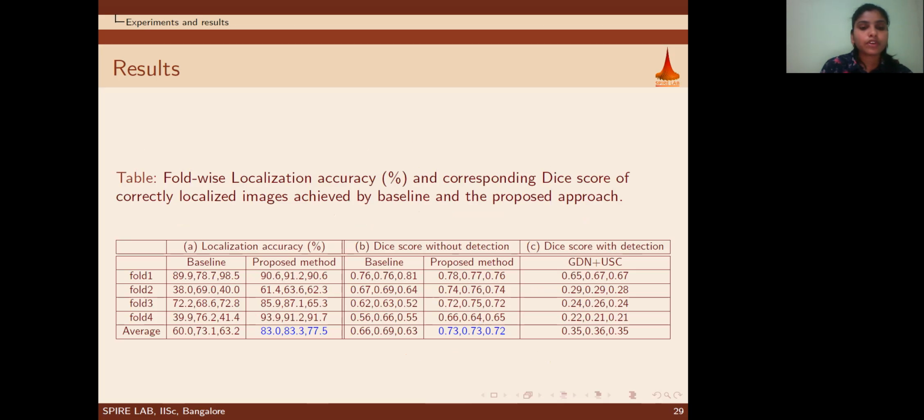The table shows the fold-wise localization accuracy and dice score across three SLPs using the baseline and proposed method. The three values in each cell indicate the localization accuracy or dice score calculated with respect to the three SLPs' annotations. Here, dice score is computed with and without the detection network to achieve good results. The dice score computed from the proposed approach and baseline is considered as dice score without detection. And in the case of dice score with detection, it is computed for USC on the frames where the glottis has been detected by the GDN.